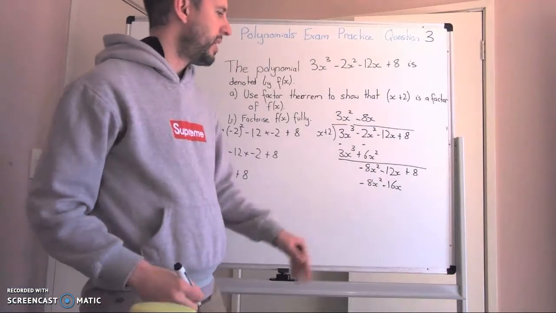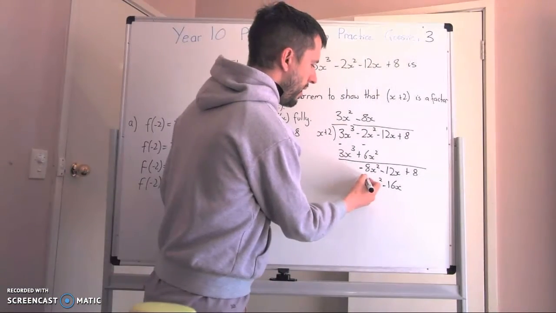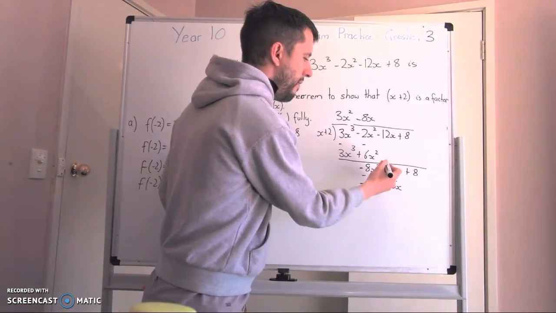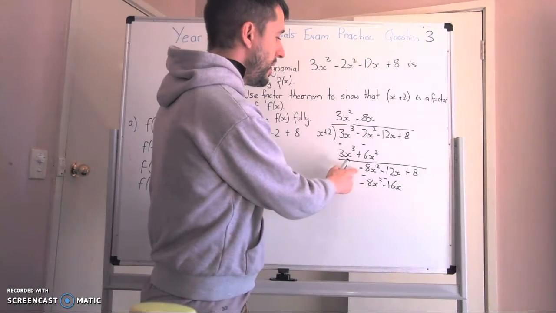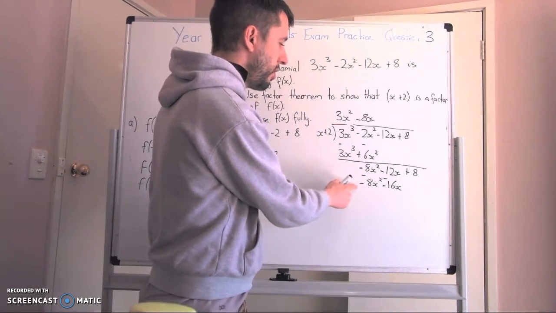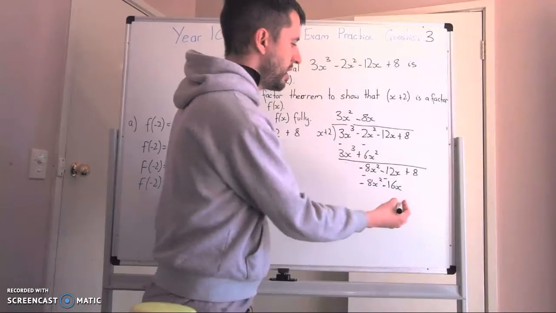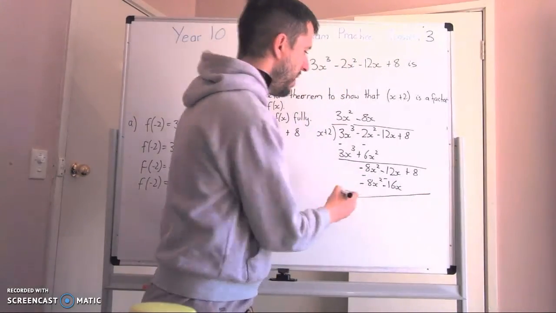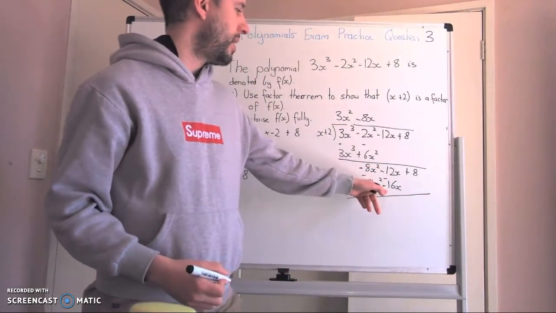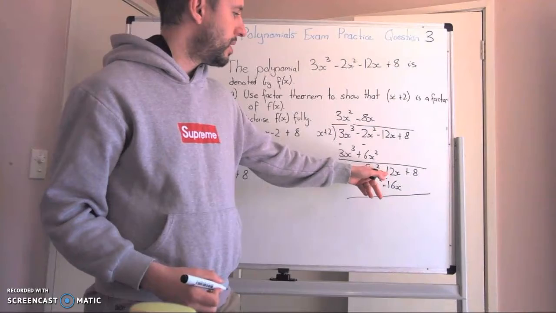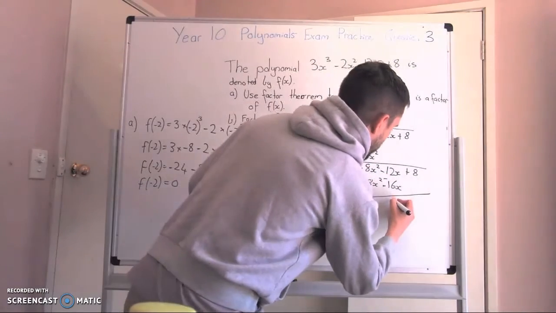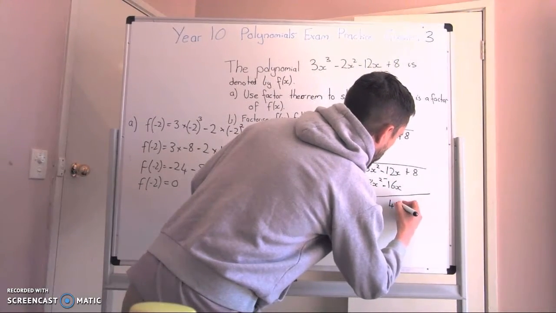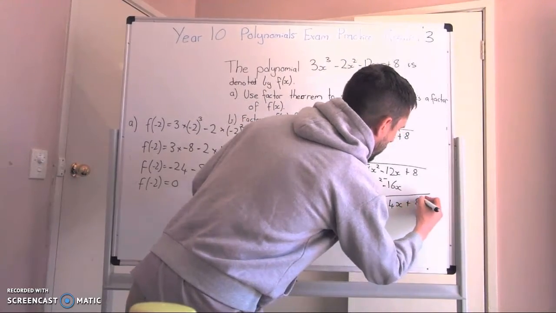Now, as we can see here, we need to take this away. So I'm putting a takeaway sign above each, so it changes the operation. So here it's negative taking away a negative, so it's adding, and that cancels it out. Then we've got negative take away a negative. So that becomes negative 12 plus 16, which is positive 4x. And then we just got plus 8.